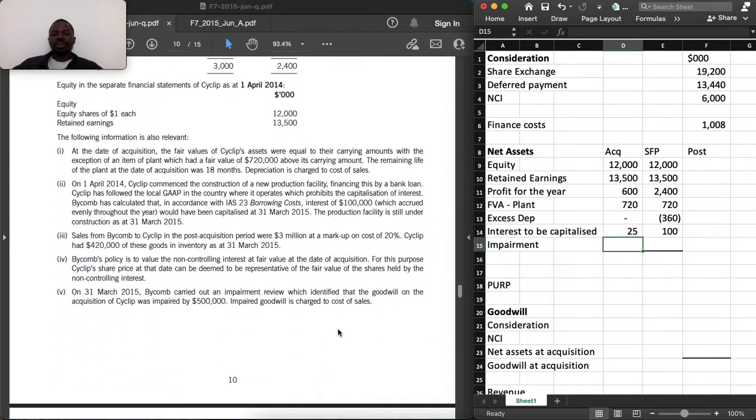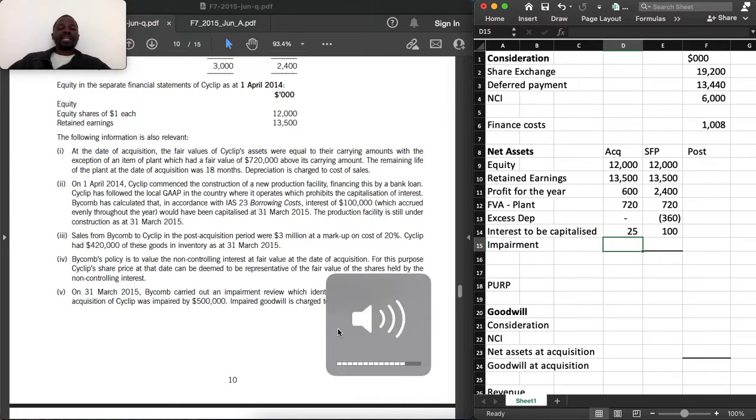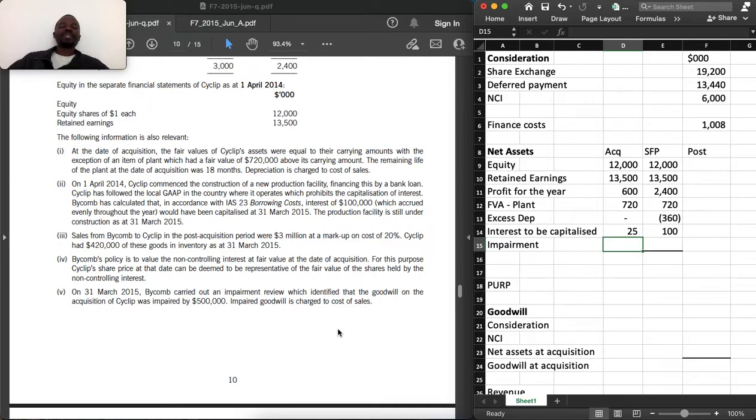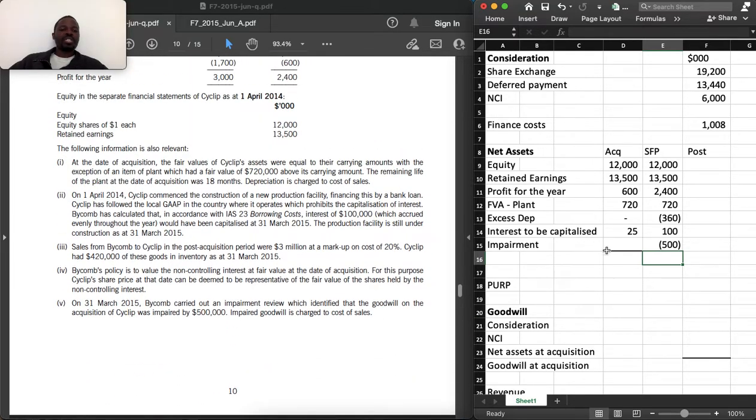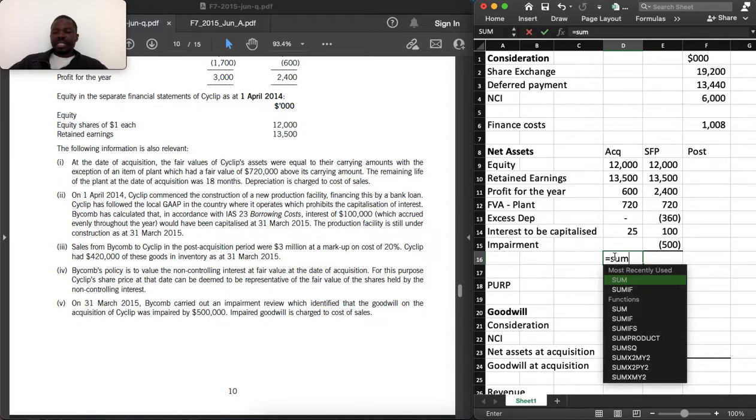Now we have to take note of the impairment. If the NCI is valued at fair value, then we can include the impairment on the net assets list. But if the NCI is valued at the proportionate net assets, it means the NCI does not have a share of the impairment loss, so we mustn't include it here. So the impairment was for 500, as we are told by note number 5 here. So here we have completed our net assets list.